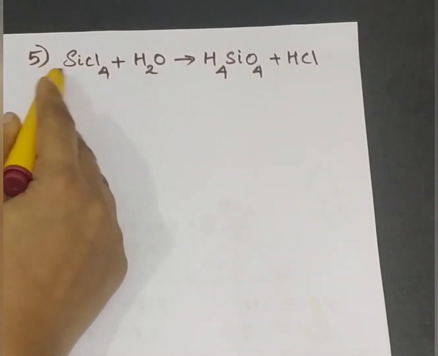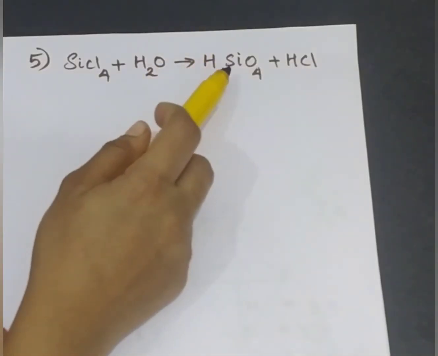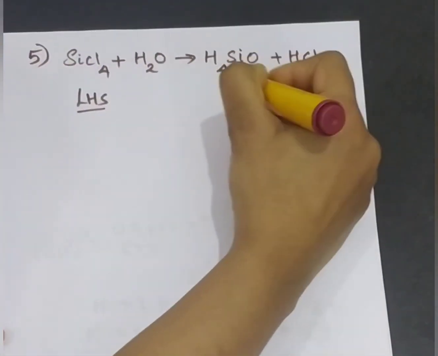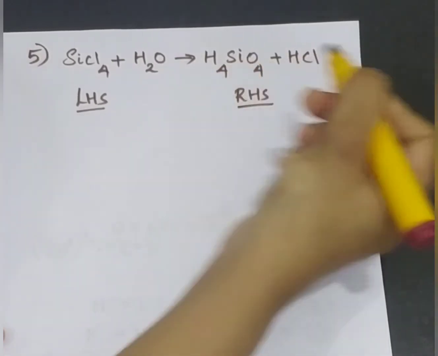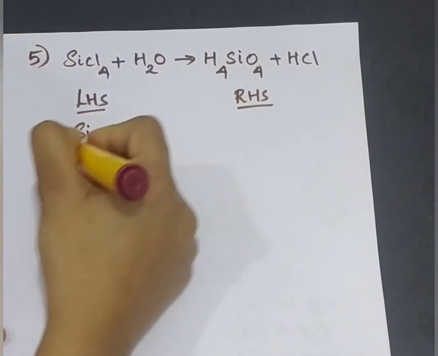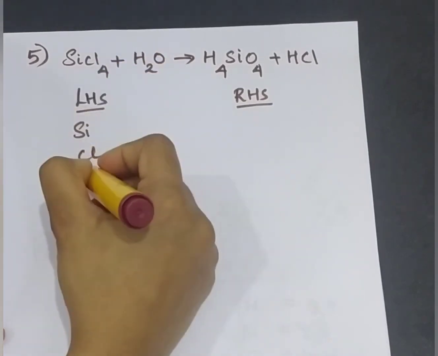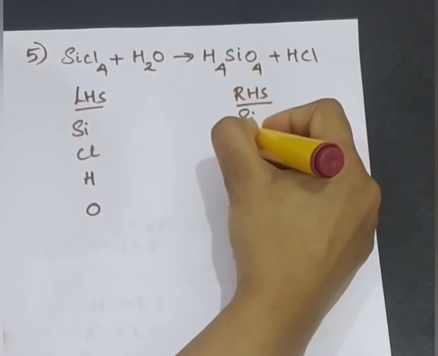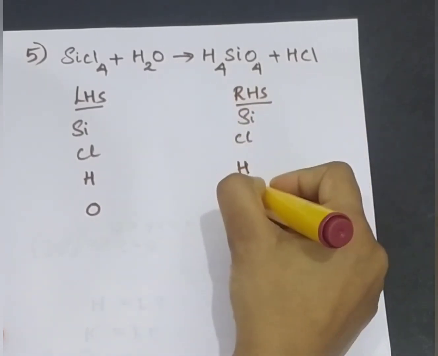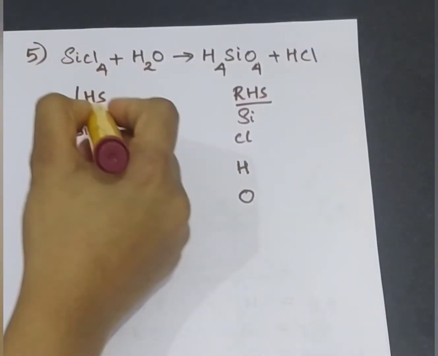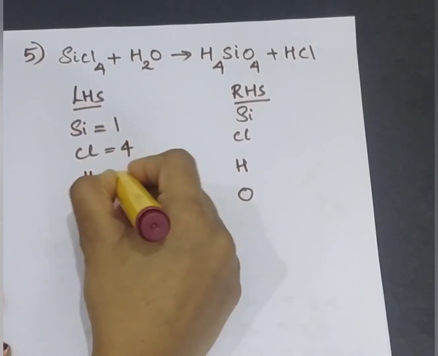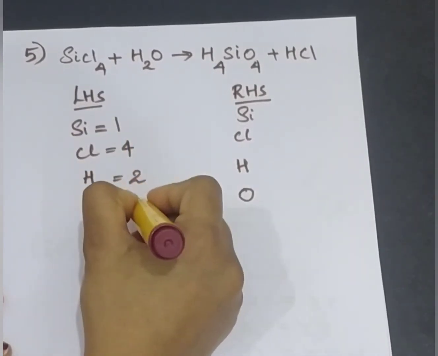Now the last question is SiCl4 plus H2O gives H4SiO4 plus HCl. So left hand side, right hand side. What elements are present? Silicon is Si, Cl, hydrogen and oxygen. Similarly, there are also silicon, chlorine, hydrogen, oxygen. Now silicon, how many atoms are present? 1. Chlorine, it is 4. Hydrogen, it is 2, and oxygen, it is 1.